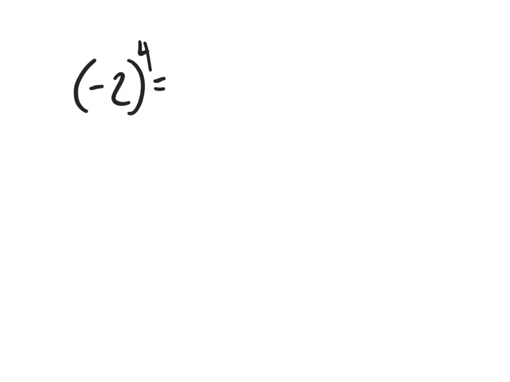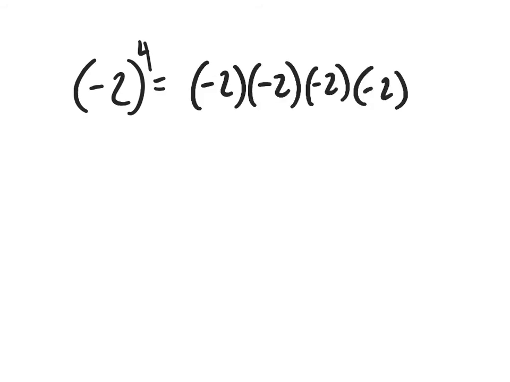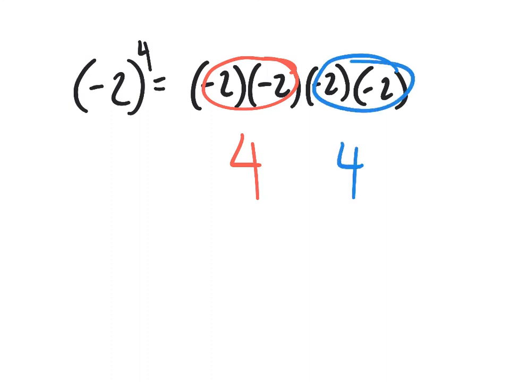One more. Negative 2 to the 4th power. Let me expand it so I can show my work. And I would pair them up. Negative 2 times negative 2? Positive 4, right? Negative 2 times negative 2? Positive 4. What's happening between the 4s? Multiplication. What's 4 times 4? 16.